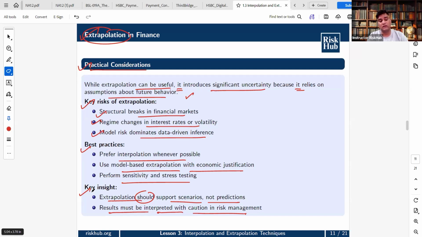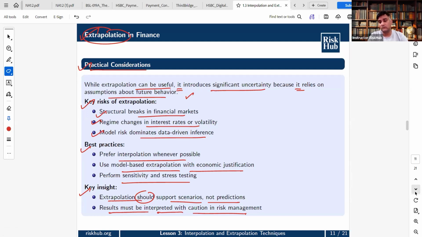Best practices: we prefer interpolation, right? It uses the observed market range. For economic logic, extrapolation should not be pure math. For sensitivity testing, check how changes in inputs change the output. Stress testing means testing extreme but plausible cases. The key line is that extrapolation should support scenarios, not prediction. It's excellent risk management thinking. In other words, we do not say that the 30-year rate will be 7%. Instead, we say that under this extrapolation scenario, the 30-year rate is estimated at 7%, but we must test alternatives.